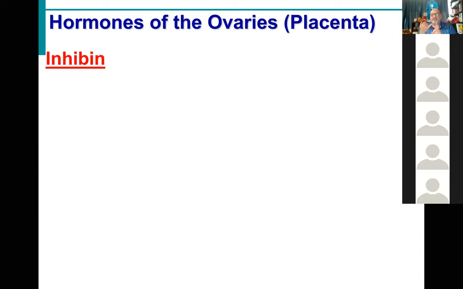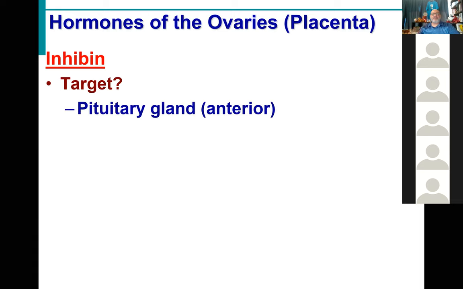Now, of course, the placenta also produces estrogens, also produces progestins. And again, when we think of the targets in the body, does the mammary gland care where that estrogen came from? No, it's going to affect it the same. But there are some other hormones we want to talk about as well. Inhibin is an important hormone that actually targets the hypothalamus and the pituitary gland.